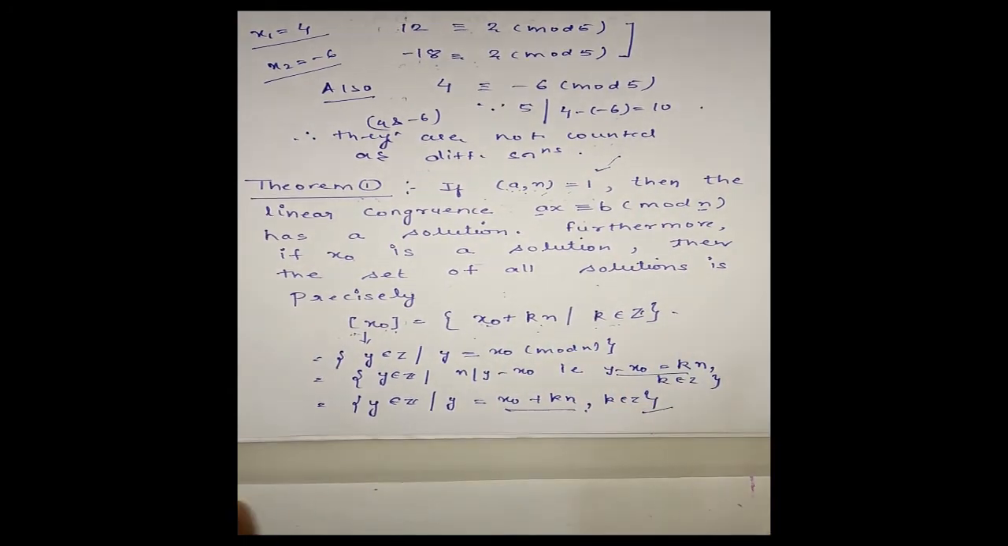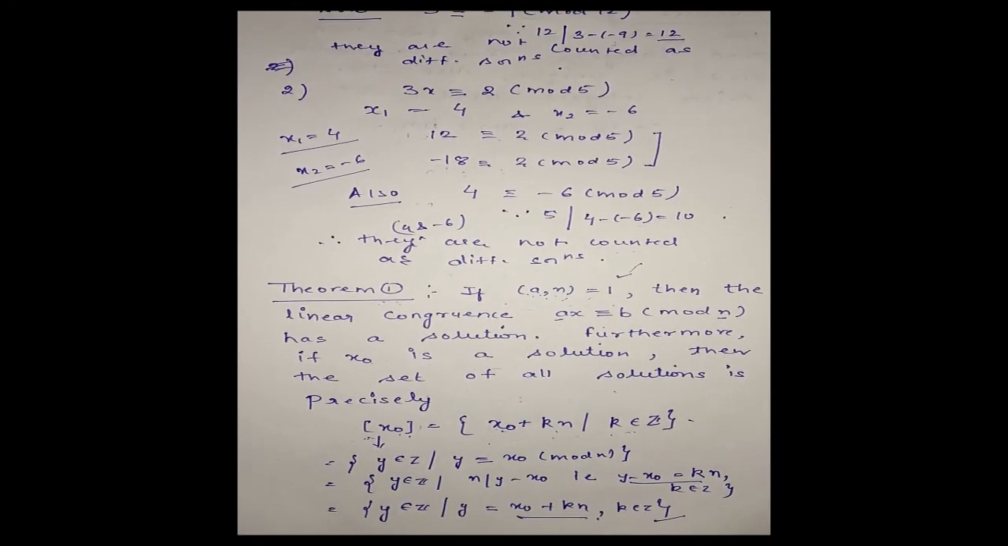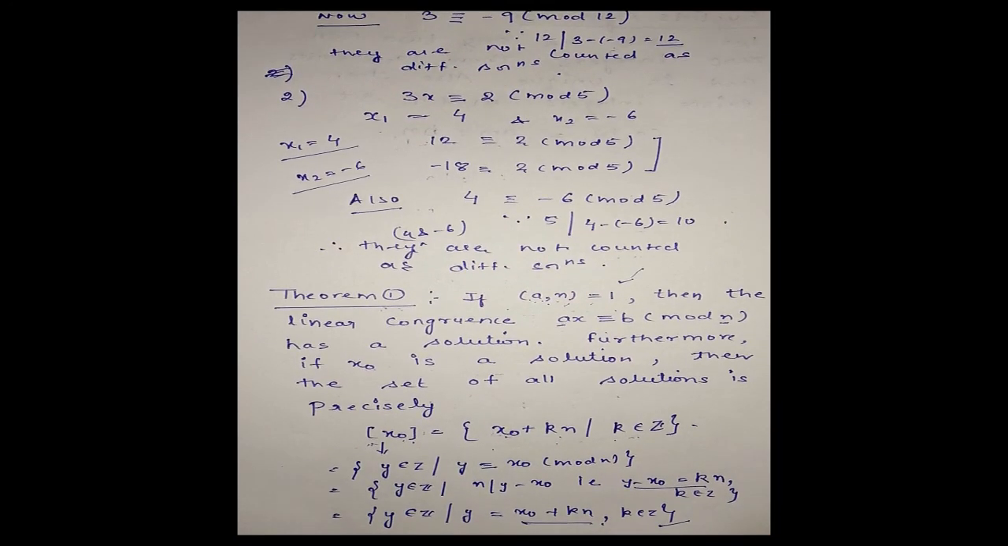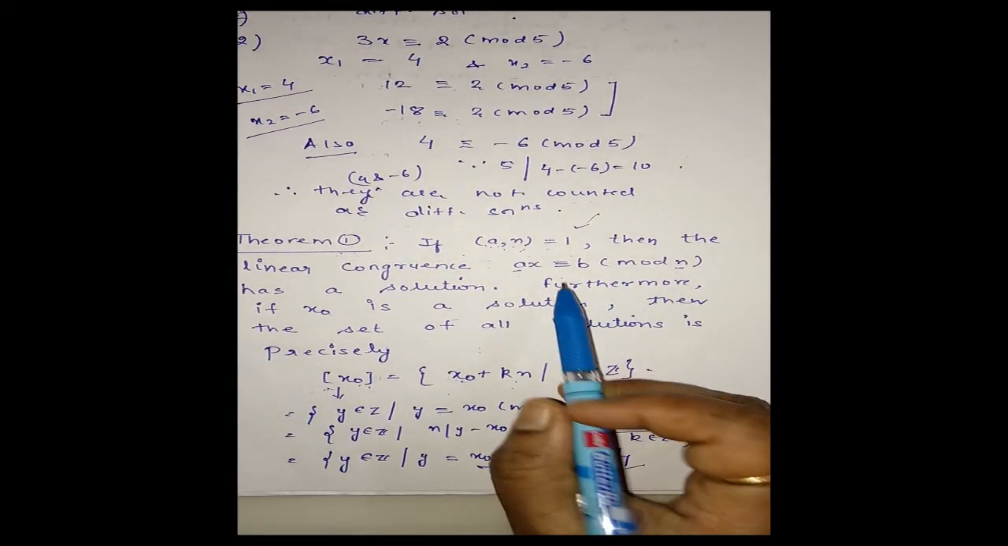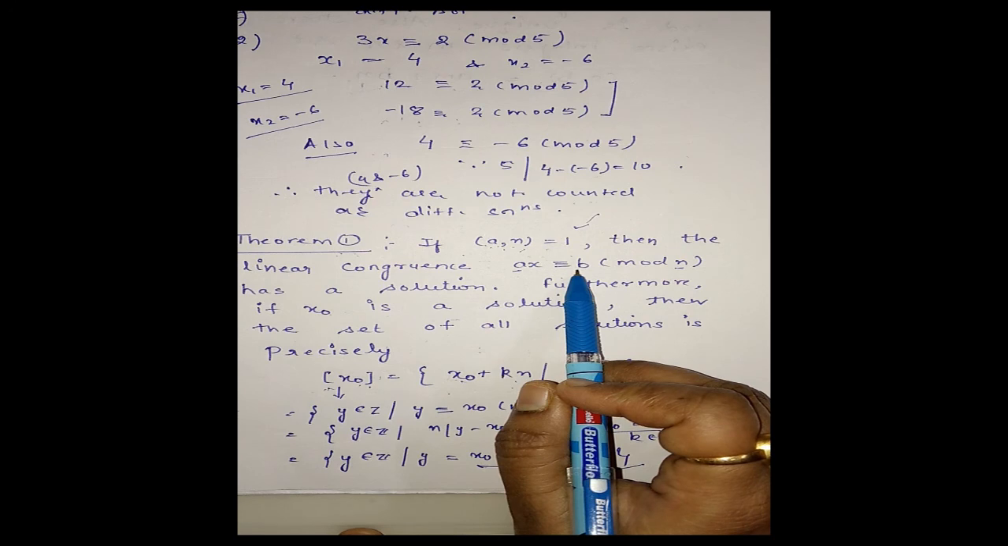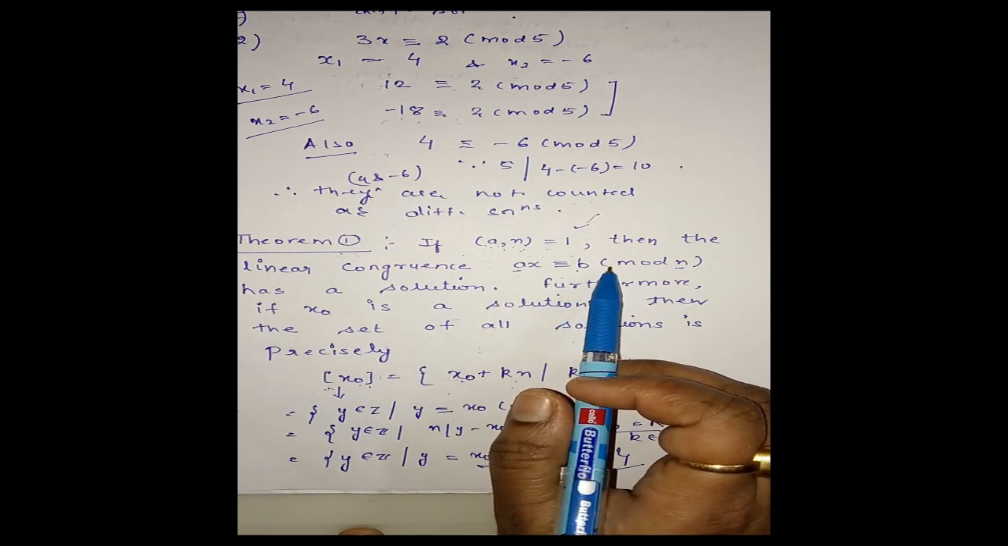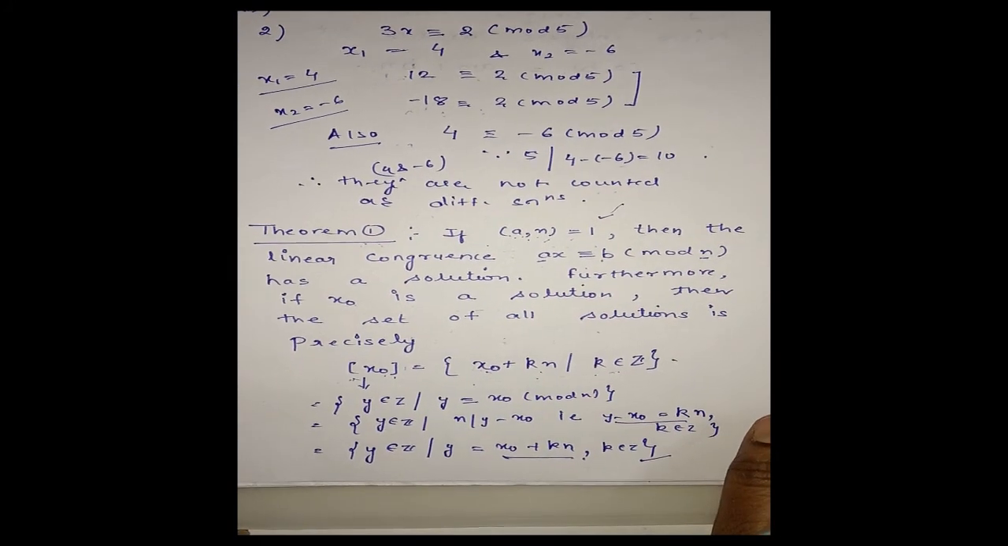Clear? Now we will prove this theorem. Okay. Now we will follow 3 steps to prove this theorem. In the first step, we will find that this linear congruence has a solution. This is our first step in order to prove this theorem.